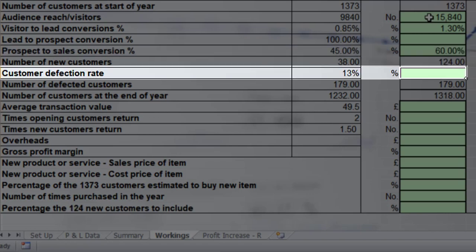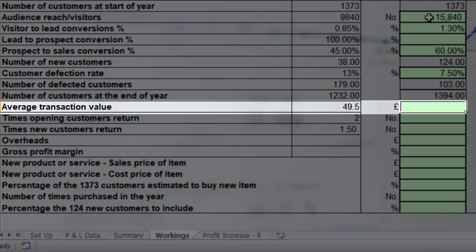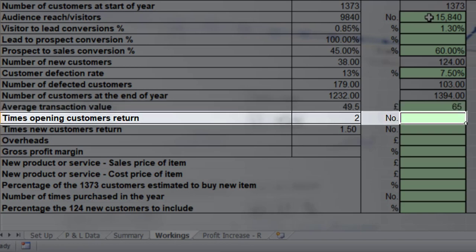Next, we have our customer defection rate, or the number of customers that never return, and we were looking to halve that to 7.5%. Our average transaction value, or the average customer spend, we were looking to increase from £49.50 to £65. Then we move on to the number of times our customers return, and we were looking to increase that from 2 to 4 times a year.